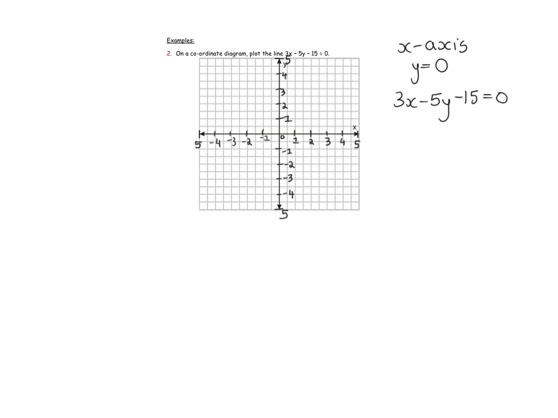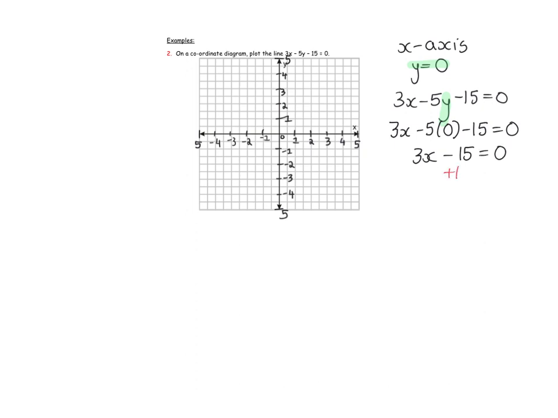And what we're going to do now is let any y in the equation be equal to 0. So this y here is now going to turn into 0. What we get then is 3x minus 5 times 0 minus 15 is equal to 0. This then becomes 3x, because minus 5 times 0 is just 0, so we won't write that down, minus 15 is equal to 0.